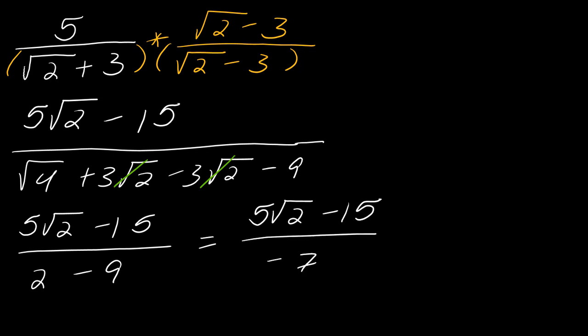And from here, it's a little bit of an aesthetic thing. You could either leave it at this, or you could break this into 2 separate fractions. So in this case, now I'm going to have a negative over a negative. So this will become 15 over just 7 because it's a negative over a negative.